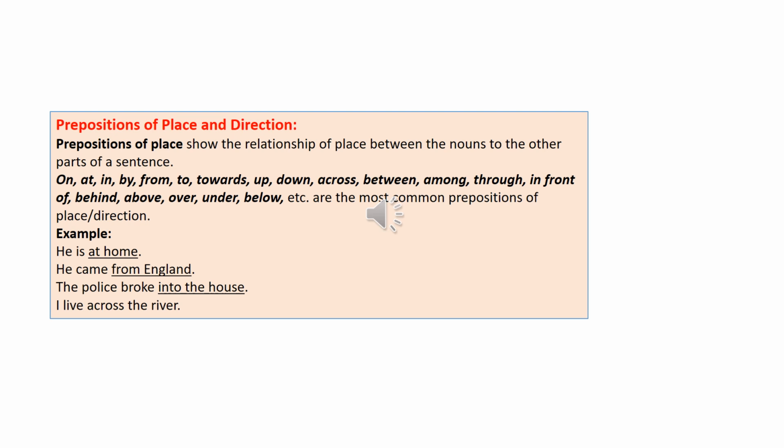Okay. Now look at the example, what the example is saying to us. In first example, we see that he is at home. Here, at is a preposition of place because it is sitting before home. Home is a place and at is connecting that home or noun with the previous part of the sentence. Here, at is working as a connector or linker or joining word. So, we are going to deal with this preposition of place step by step in next slides.